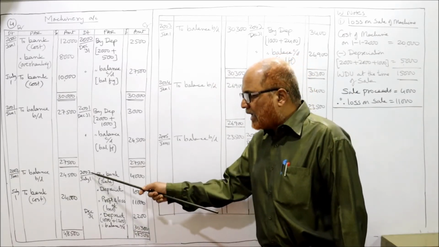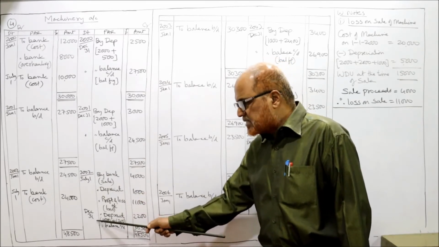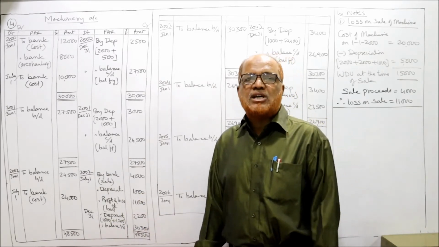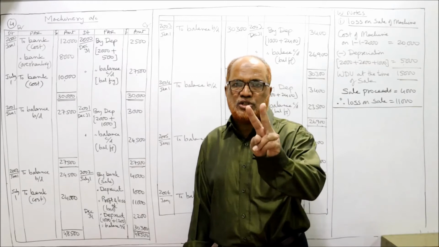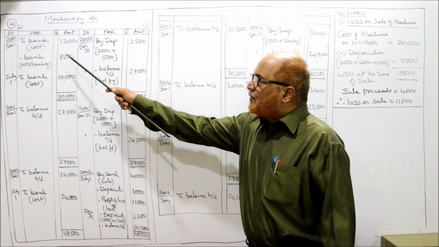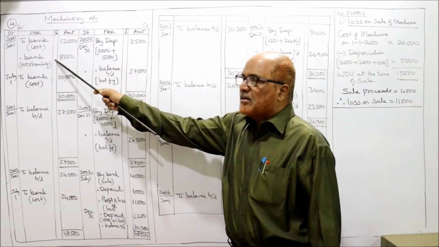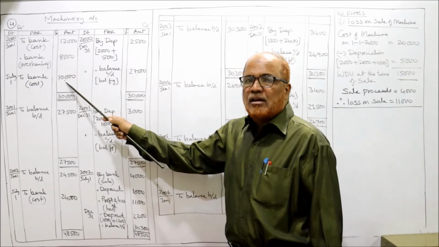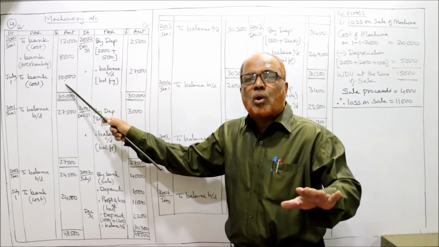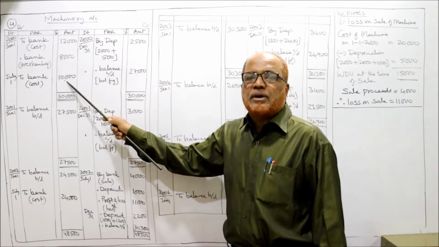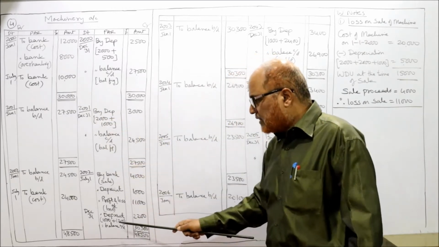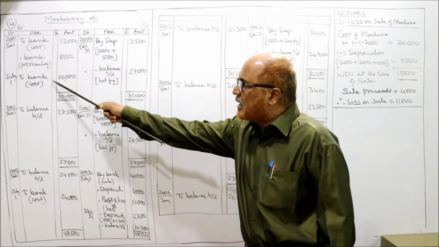Right now we are on July 1st. Now 31st December. First we have to provide depreciation on the remaining machines, two machines. The first machine we have already sold away. The second machine was used throughout the year. So 10,000 at 10%, 1,000. So 1,000 is the depreciation on this second machine.